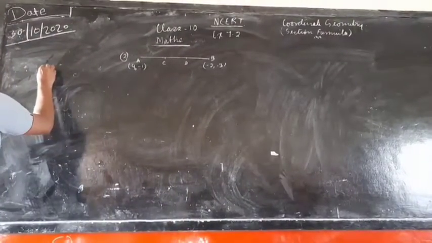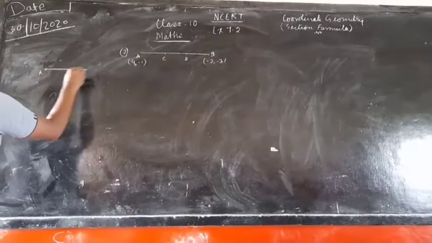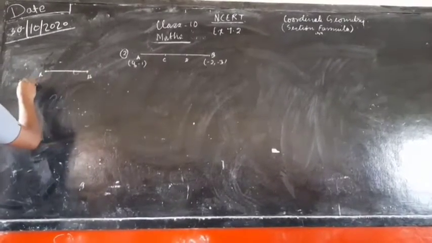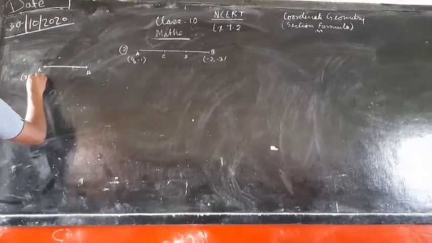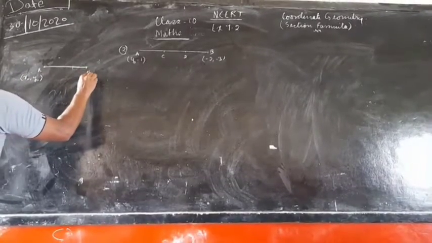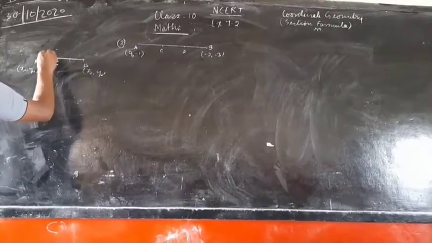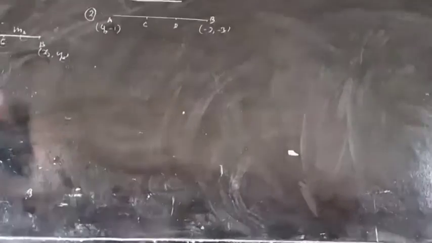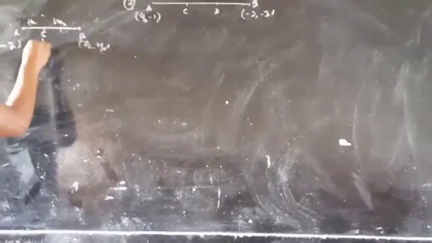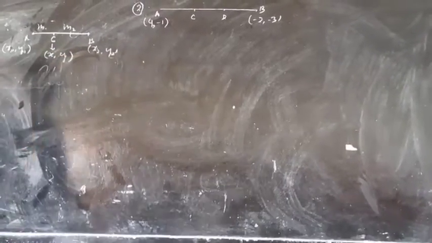Suppose we have 2 points here, A and B. The coordinates of A are x1 and y1 and B is x2 and y2. It is intersected by a point in the ratio m1 is to m2. In this condition, we have to find the coordinates of C. Here the coordinates of C are x and y.